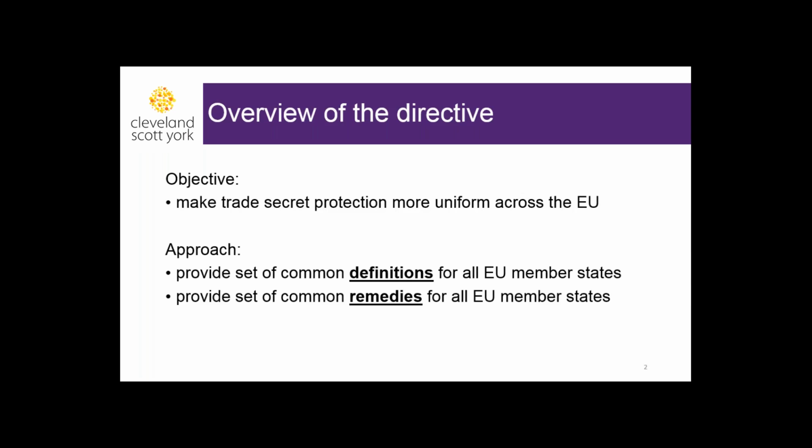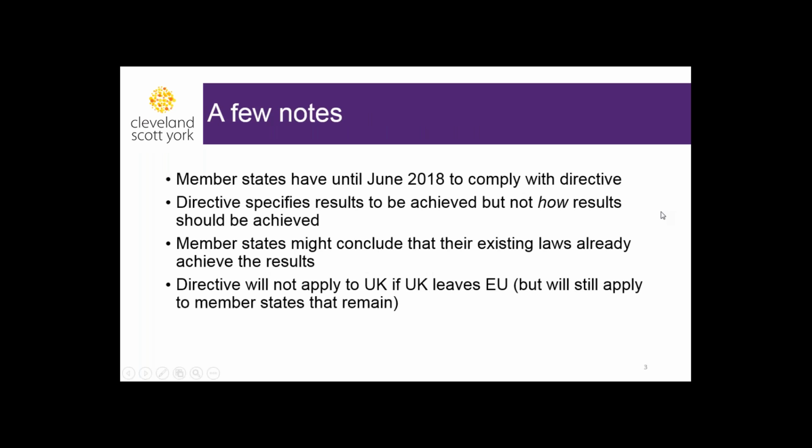Before we look at some of the definitions and remedies, it's worth noting a few points about the directive. First of all, although the directive is already in force, the EU member states in fact have until June 2018 to comply with the requirements of the directive, so there is still time for member states to make sure appropriate national law is in place. Second of all, although the member states do have to achieve the results specified in the directive, the member states have freedom to determine how they will achieve the results, i.e. through what sources of law and with what details.